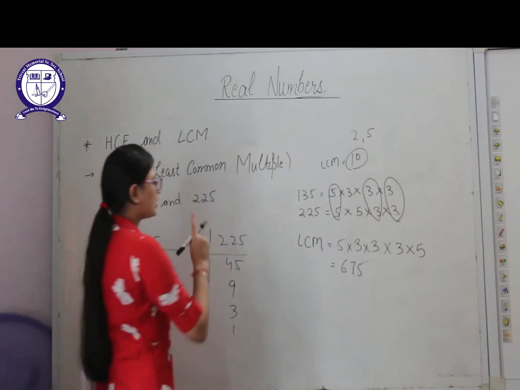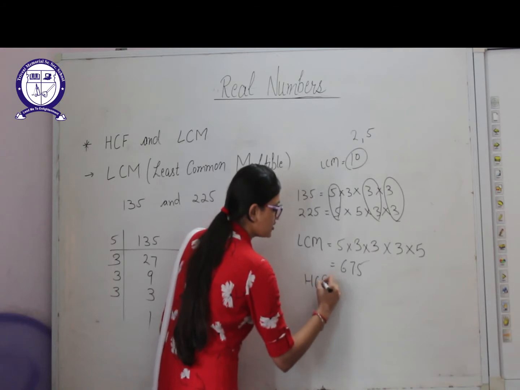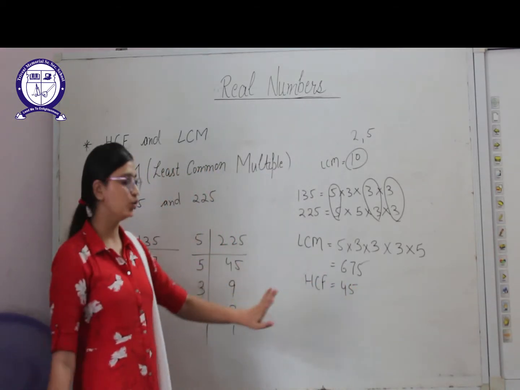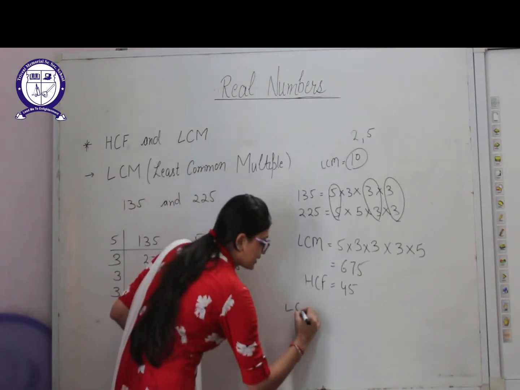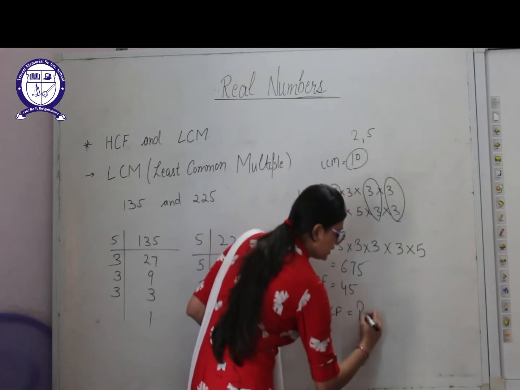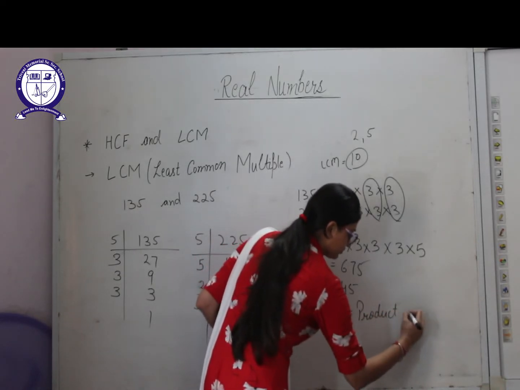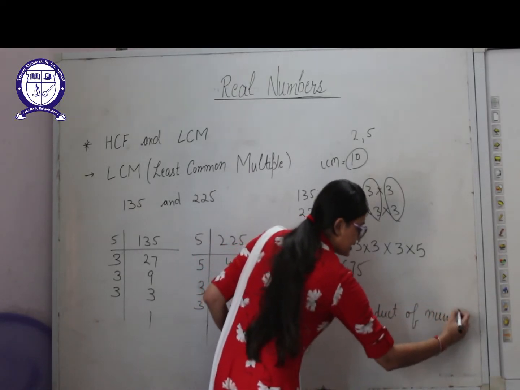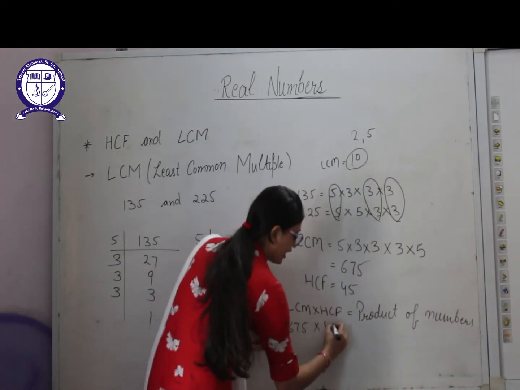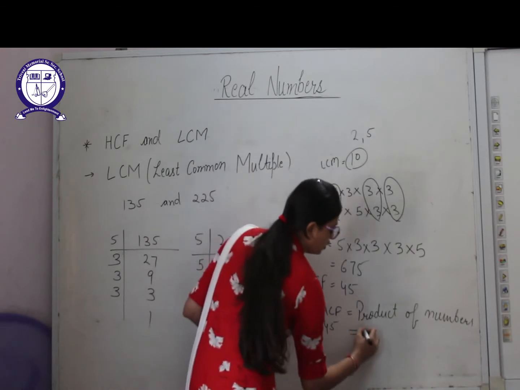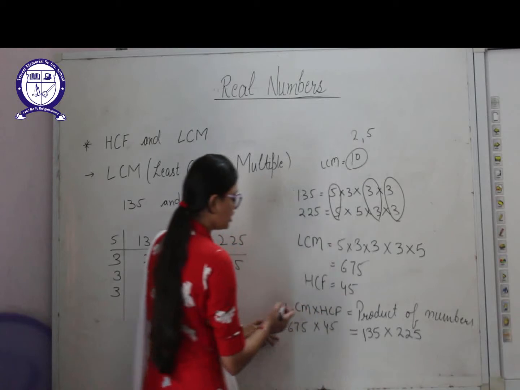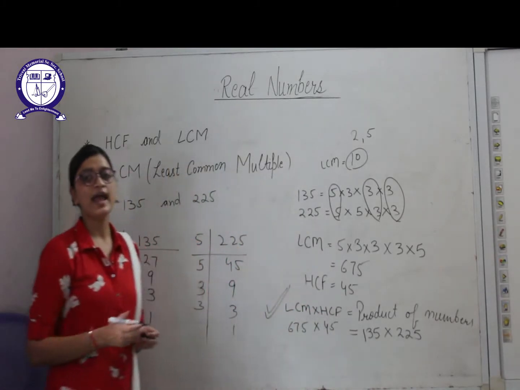Now we know that the HCF of this same question was 45. So this LCM and HCF have a rule. What is that rule? The rule is that LCM into HCF will always give the product of these two numbers. That is what I am saying: 675 into 45 will always be equal to 135 multiplied by 225. This is the rule of LCM and HCF.